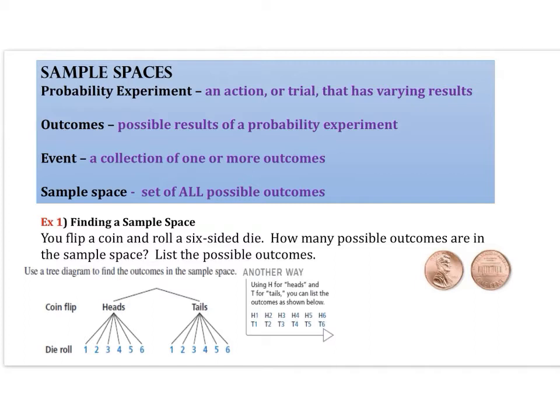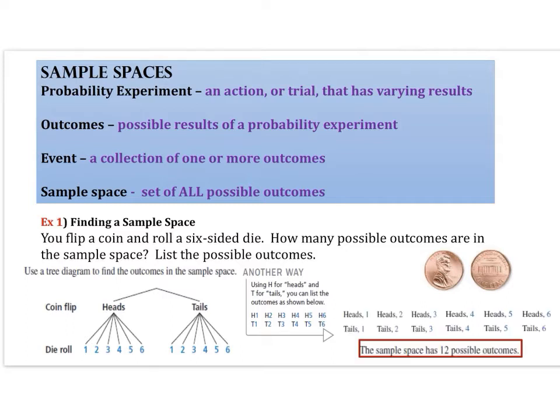Or you can work it out another way, use H for heads, T for tails, and just make a list. H1, H2, H3, so on through T6. So the total possible outcomes is 12.